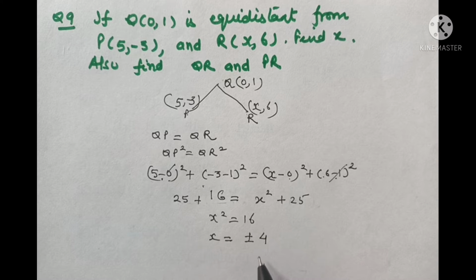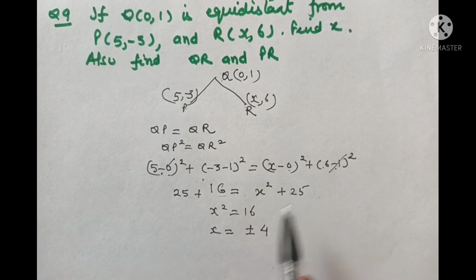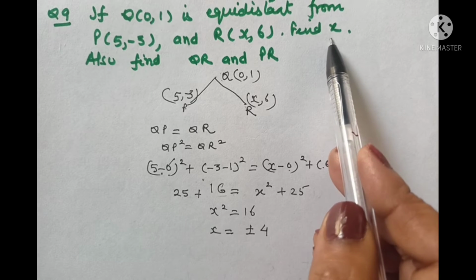Students, always remember, 8th class onwards, whenever you are opening a square, you must write plus minus, because if you leave one value, a half mark may be cut. So x is equal to plus minus 4. So this completes our first part, find x.